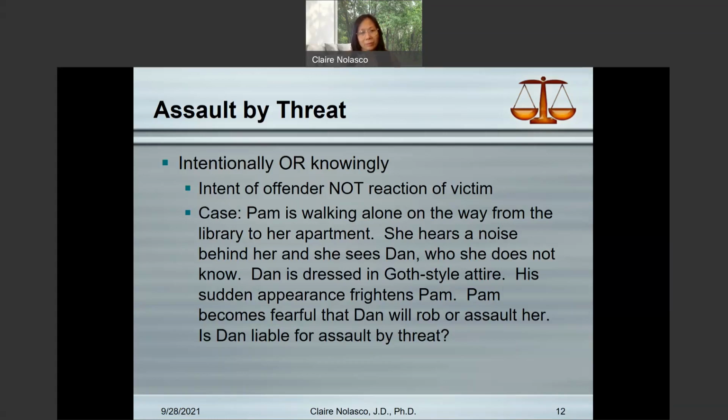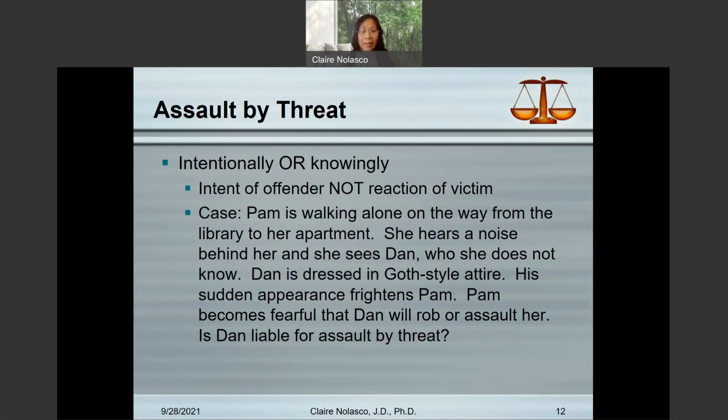Let's look at this case. Pam is walking alone on the way from the library to her apartment. She hears a noise behind her and she sees Dan, who she does not know. Dan is dressed in goth-style attire. His sudden appearance frightens Pam. Pam becomes fearful that Dan will rob or assault her. Is Dan liable for assault by threat? What do you think, class?